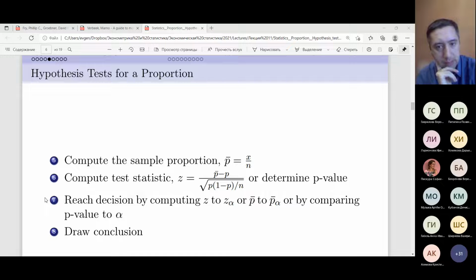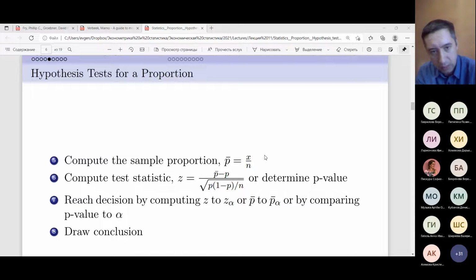How to run a test to check whether our proportion is different from a single number. First, you have to find a sample proportion. To find the sample proportion, you have to divide the number of successes by the total number of observations in your variable. X is your successes, N is your successes plus failures. It is your p-bar, your sample proportion.